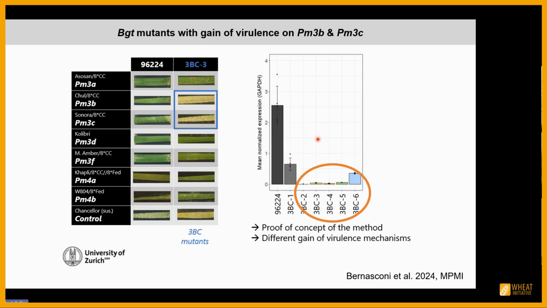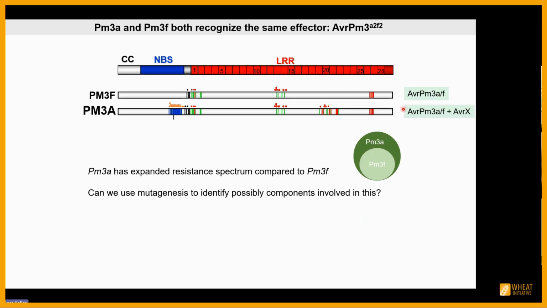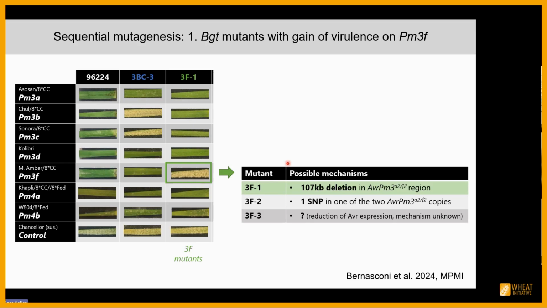So this was very encouraging, and we then moved on to something new, and to the pair of PM3A and F immune receptors, which also recognize the same gene. But we know PM3A has an expanded resistance spectrum, so it must recognize something in addition. And we set out to identify this AVRX, which is unknown, and we wanted to use this mutagenesis. So we did a two-step mutagenesis protocol.